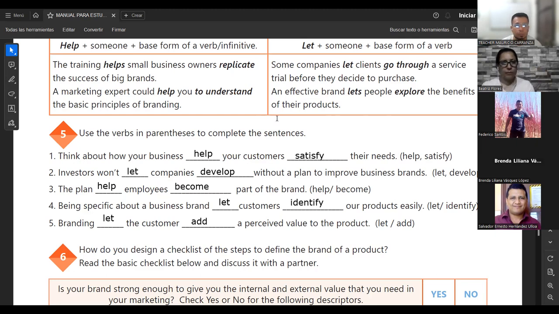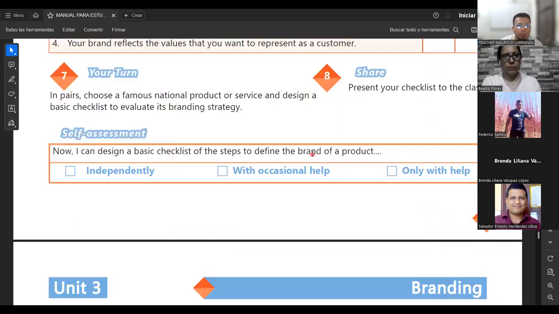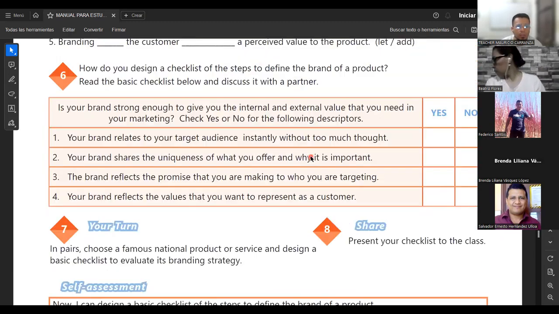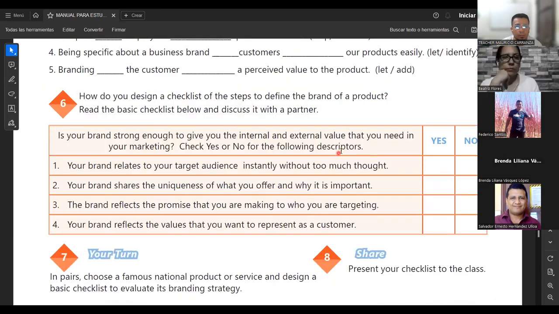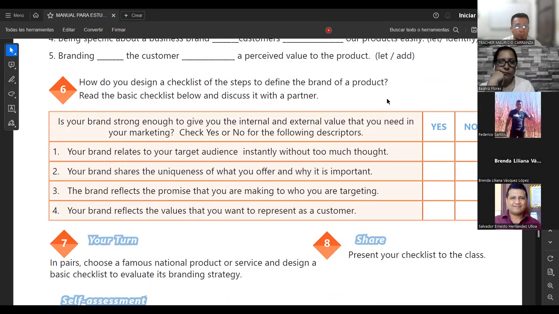Nope. Let's continue then. The brand relates to target. Well, I think this is not going to be covered right now, so let's check the book.